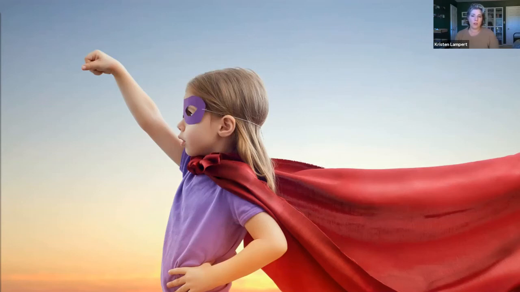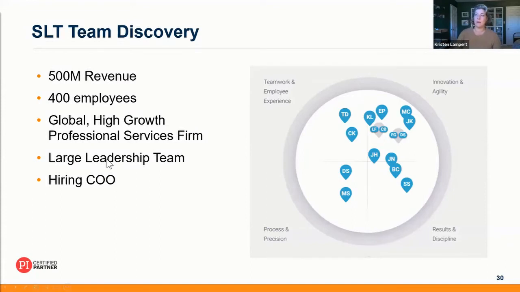And so what I want to show you is an example. We had worked with a senior leadership team, for a company that's about 500 million in revenue. They've got about 400 employees, a very high growth organization and a large leadership team. So this is the composite of the group. And they were in the process of hiring a COO.